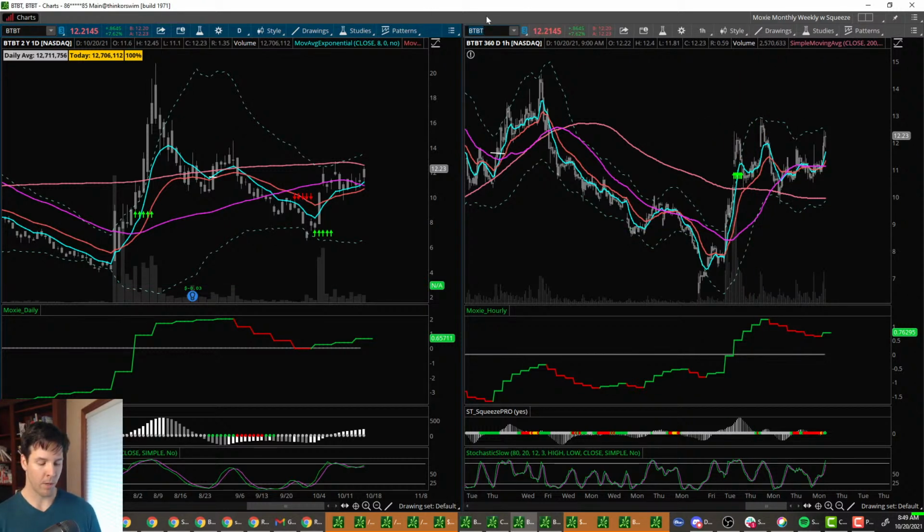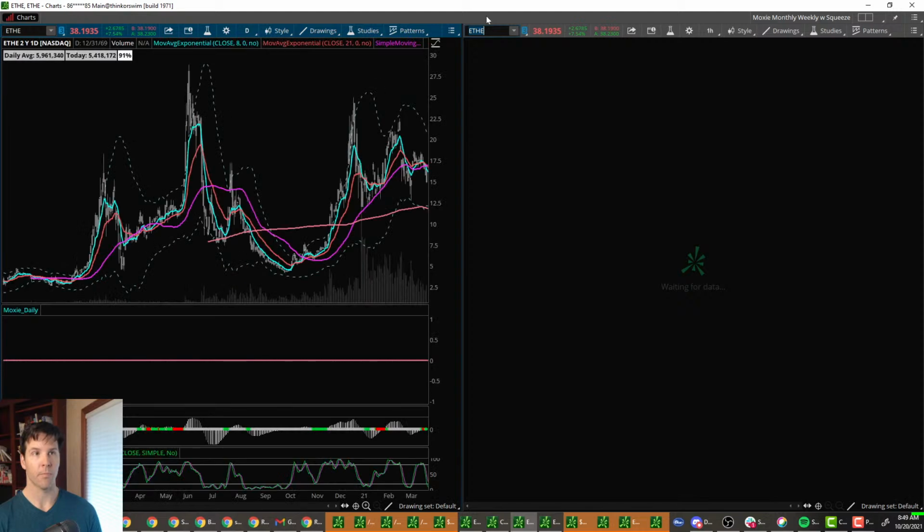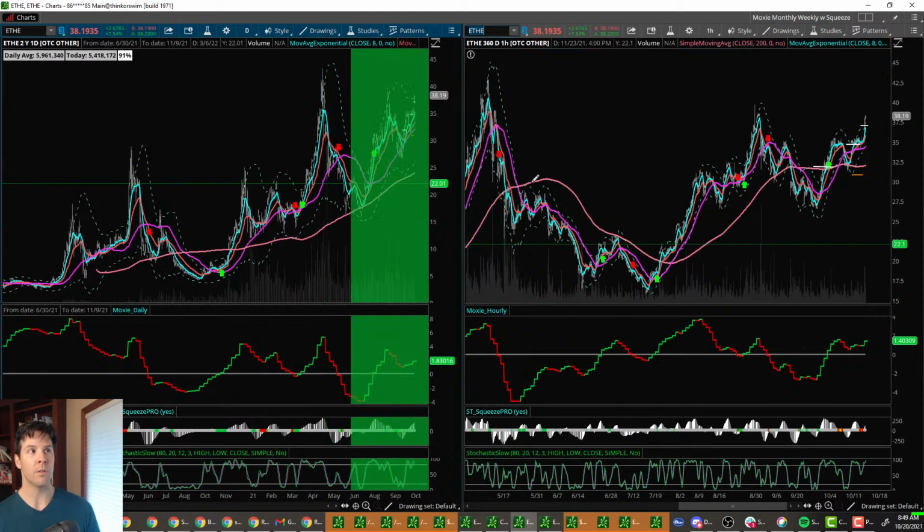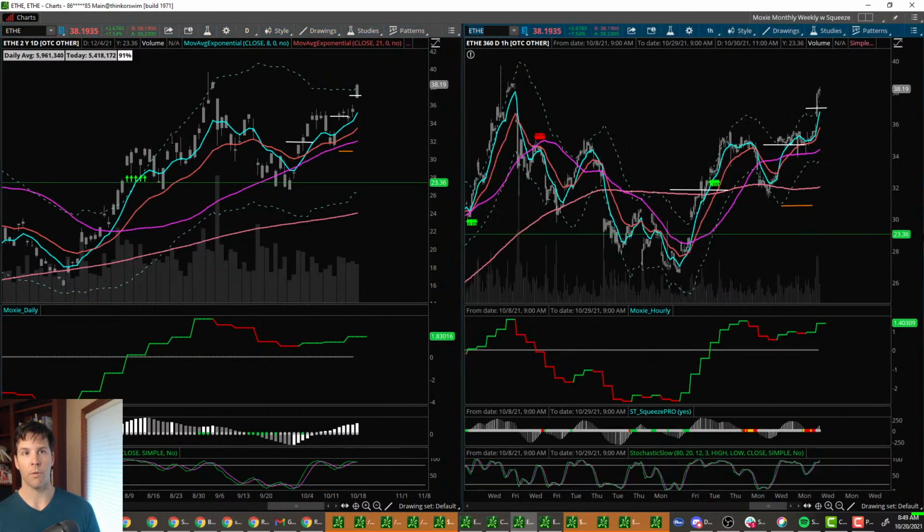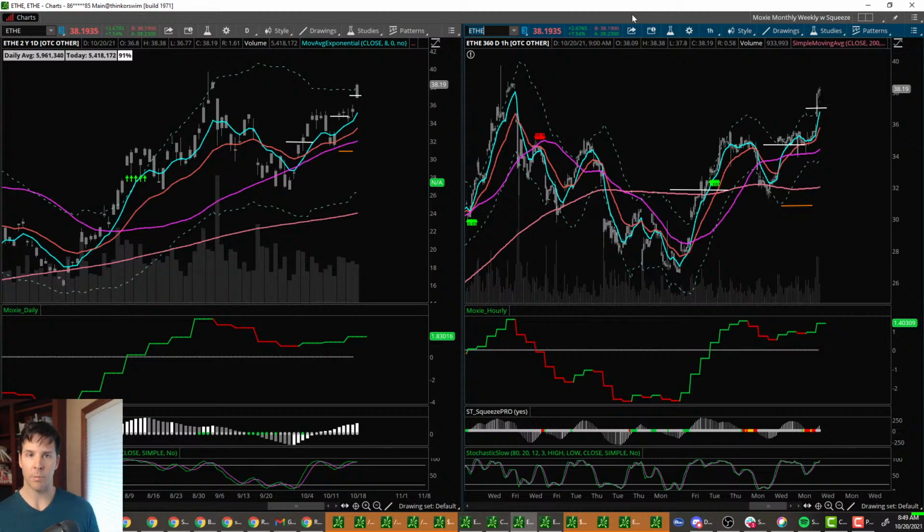It's one of the Bitcoin miners. Ethereum is having a great day. So this was literally a perfect setup. This is textbook Moxie trading, Moxie setup. I was looking for Mara and MSTR and Bitcoin itself to do this kind of setup. It didn't, so I missed those trades, but Ethereum did do exactly what I wanted it to.